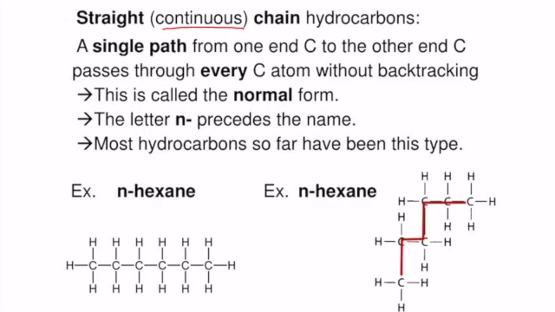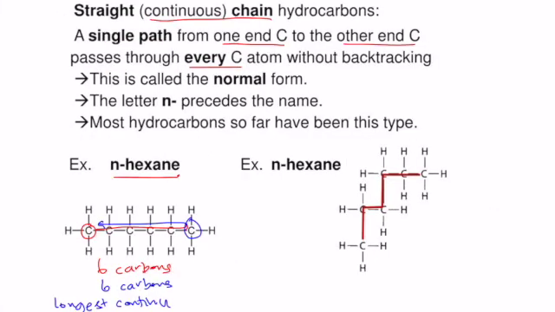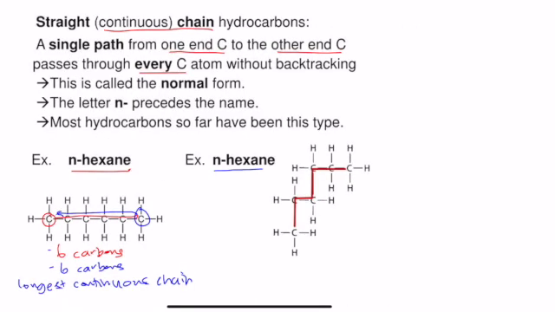So the continuous chain is a single path from one end carbon to the other end carbon. It has to pass through every carbon atom without going back, and this could be a straight line. This would be the longest continuous chain, which is 6 carbons either left to right or right to left. Hexane, but there's some bends in this. So there's bend, bend, and a bend.